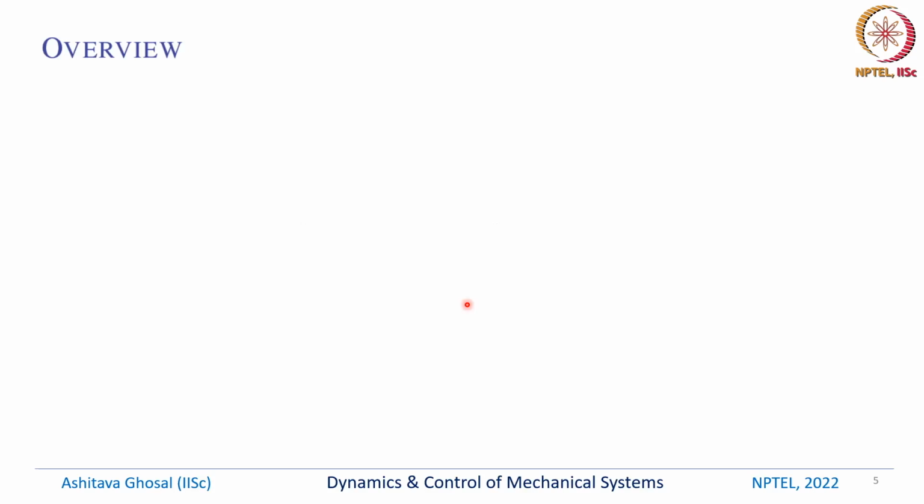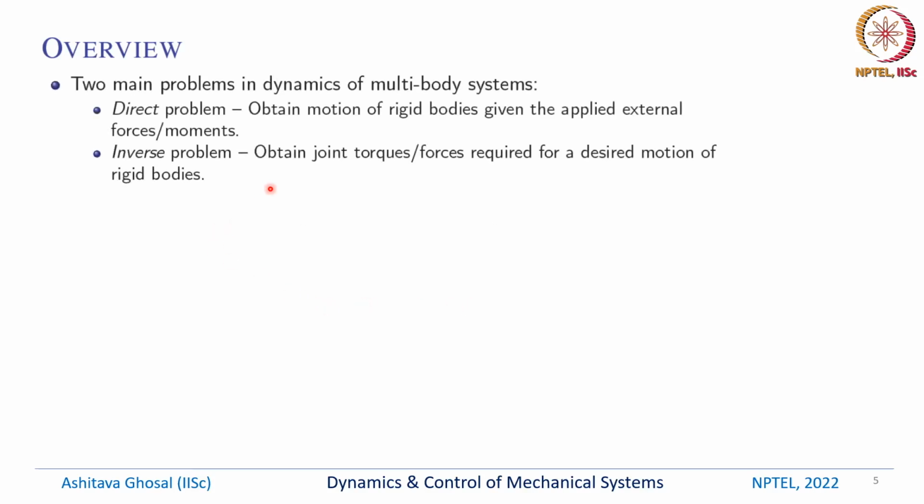So let us continue with the overview. There are 2 main problems in dynamics of multibody systems. The first is called the direct problem. In the direct problem, we obtain the motion of the rigid bodies which make up the multibody system given the applied external forces and moments. And in the inverse problem, we obtain the joint torques and forces required for a desired motion of the rigid bodies.